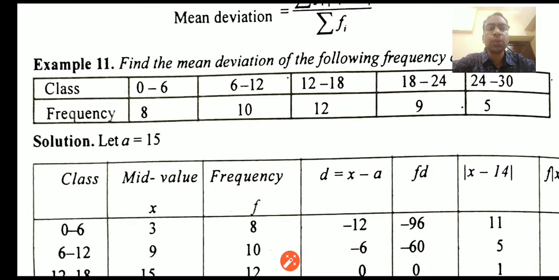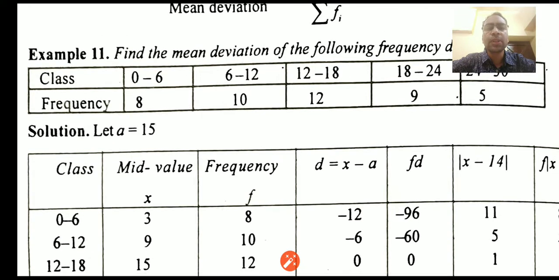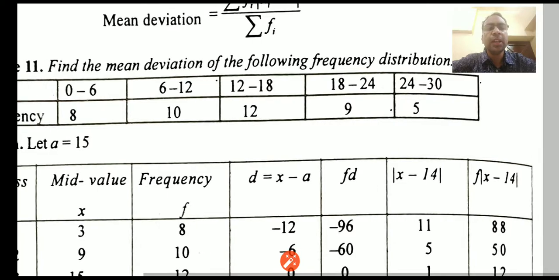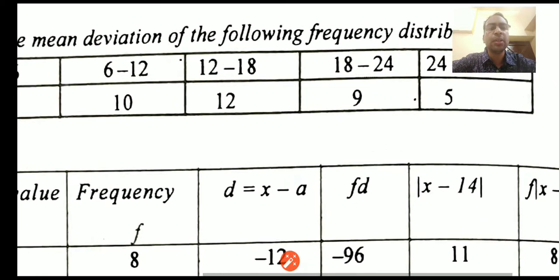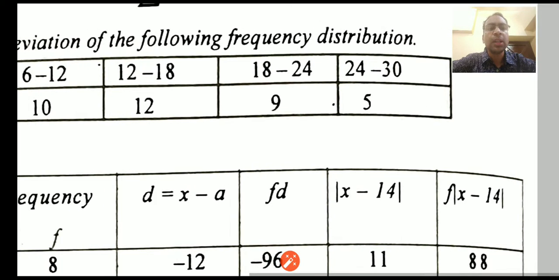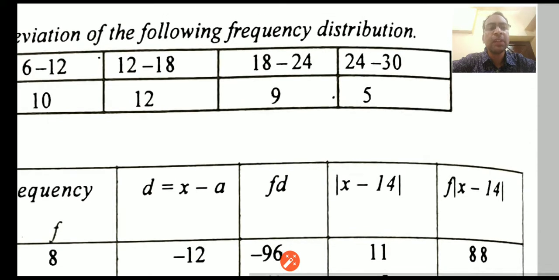Let's see the solution. The first column is for the class, the second is for the mid value, and next is for the frequency. Then we will calculate this d, right? d is equal to x minus a. This is the deviation. Then fd, this is the product. Then x minus 14 mod. What is 14 here? 14 basically is the mean of all the values. So we need to calculate the mean first. Then we'll calculate the column x minus 14, and finally the product with the frequency.